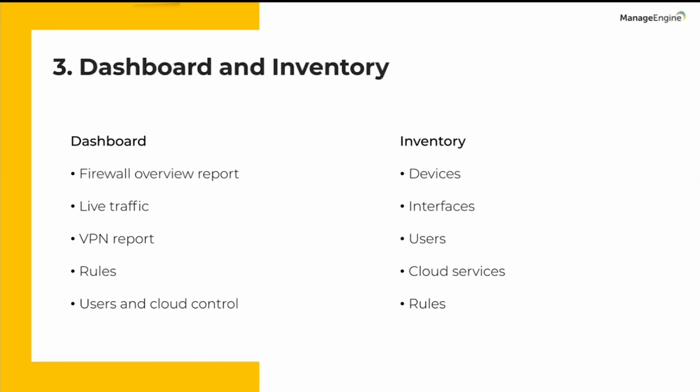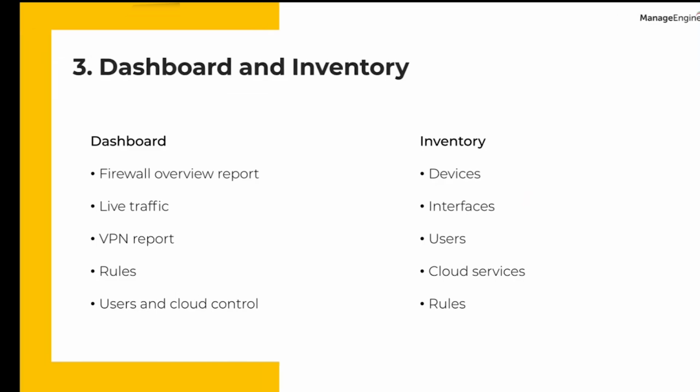Interfaces includes all the interfaces connected to the configured firewall devices. Users have the details about who generated traffic via the configured firewall device. And the cloud services has the details which have been used via the firewall device. And lastly, the rules that are triggered in the firewall. So let us take a look at how the report looks in the UI.